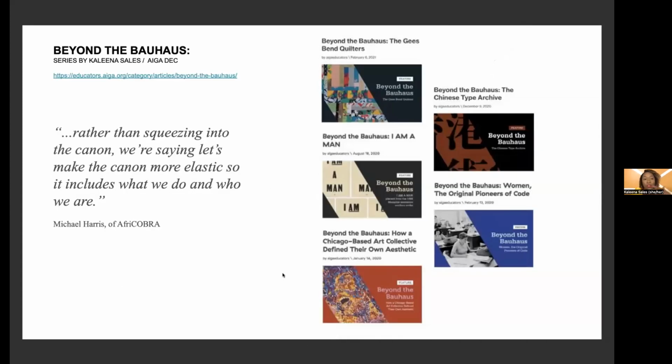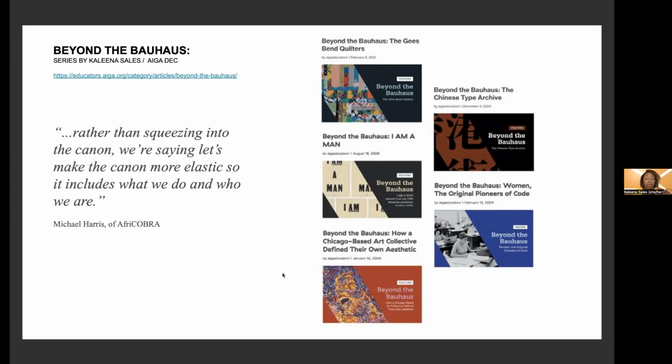And so through my service on AIGA's Design Educators Community Steering Committee, I proposed a writing series that really highlighted underrepresented cultural and social groups who have contributed to art and design in some way, and who have been really eclipsed by dominant design movements. I love this quote over on the left from an Afrocobra artist. It says, "Rather than squeezing into the canon, let's make the canon more elastic so that it includes what we do and who we are."